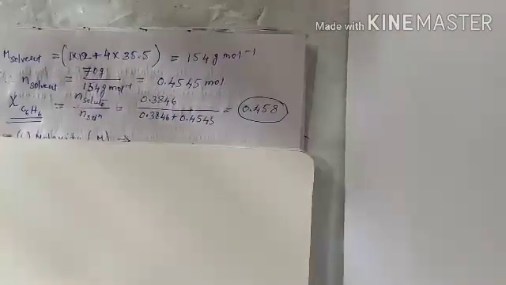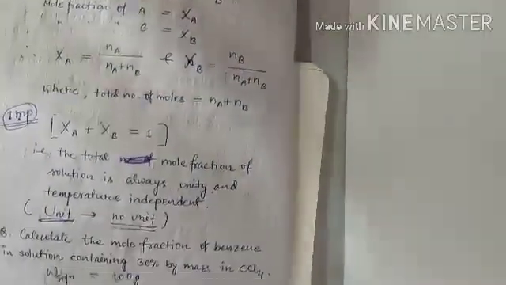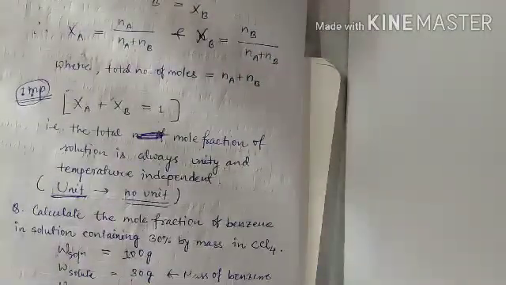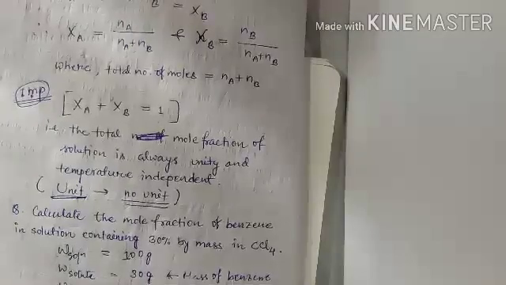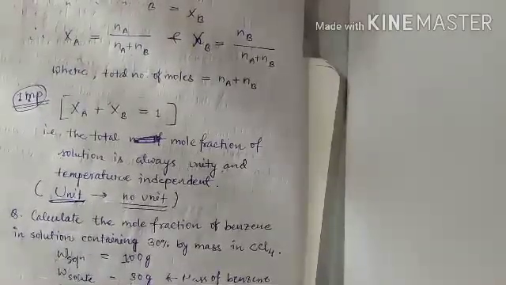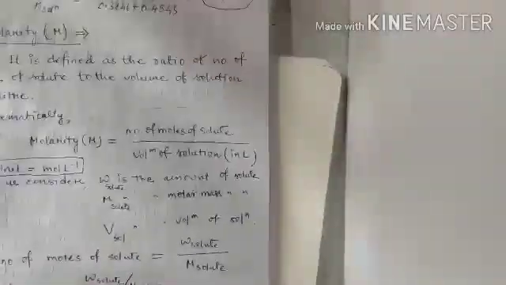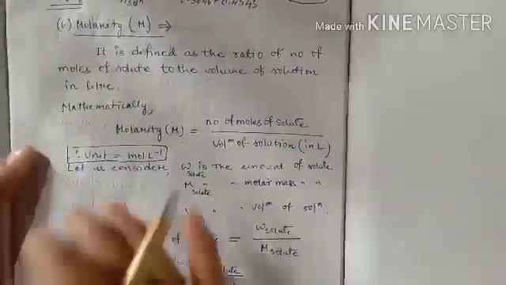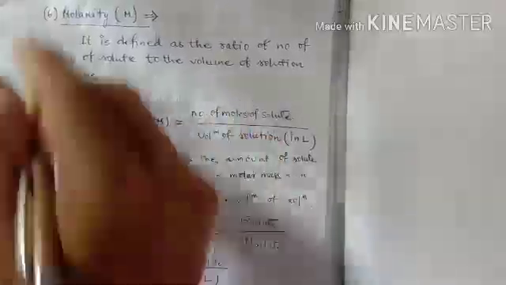According to the question, they asked to calculate the mole fraction of benzene in a solution containing 30% by mass. We can also find the mole fraction of carbon tetrachloride, but you do that part. So this is mole fraction. Now we go to the next concentration term, that is molarity. It is very important.